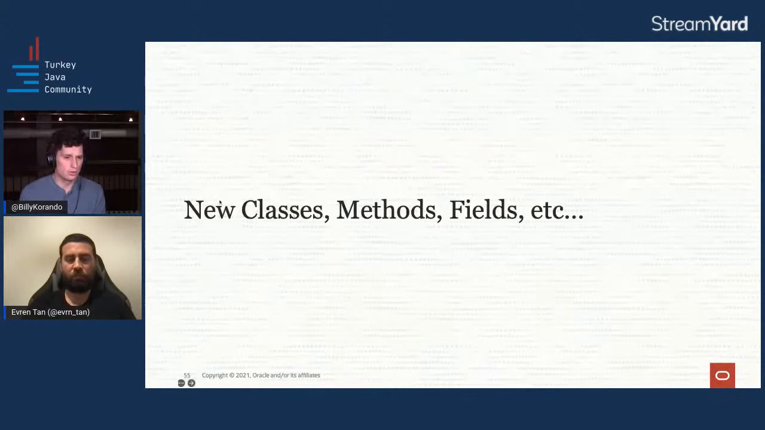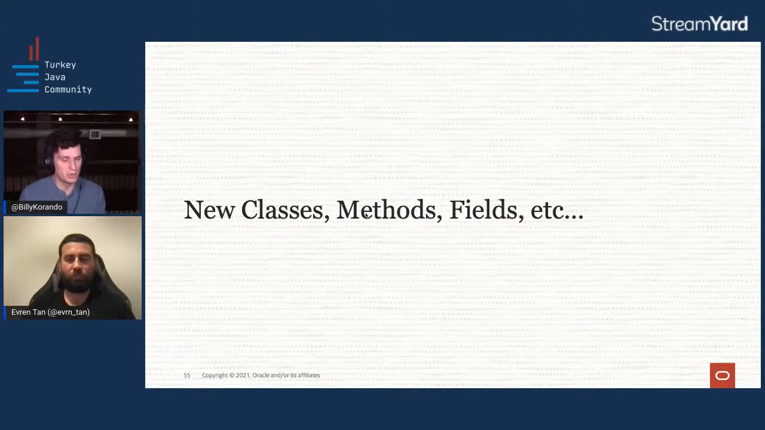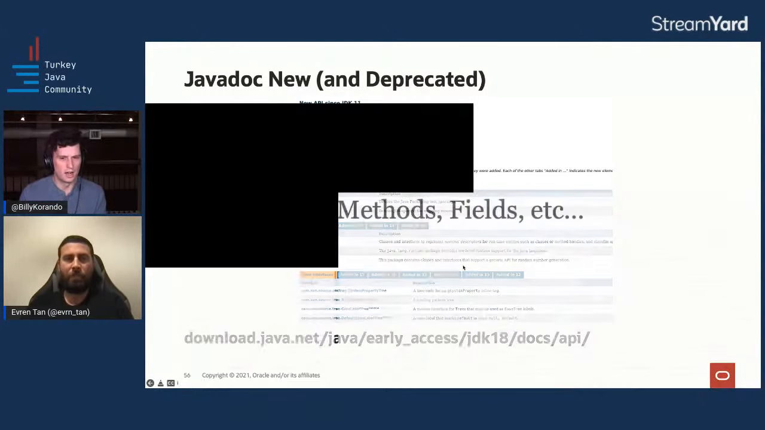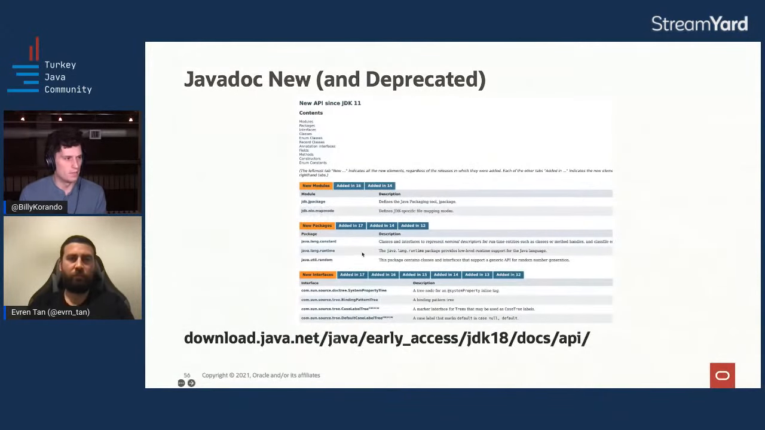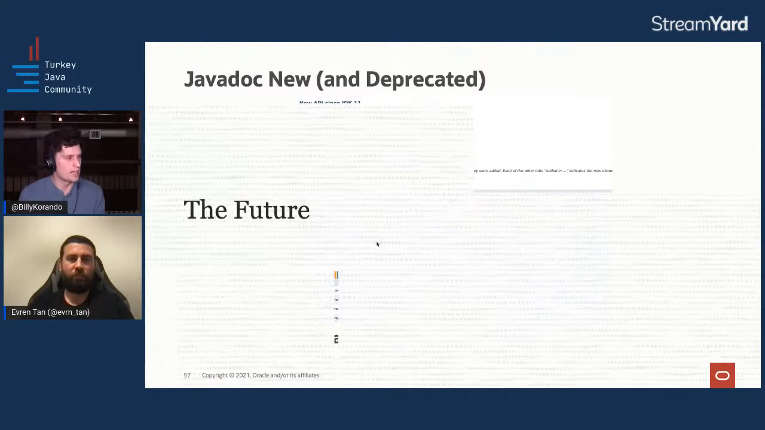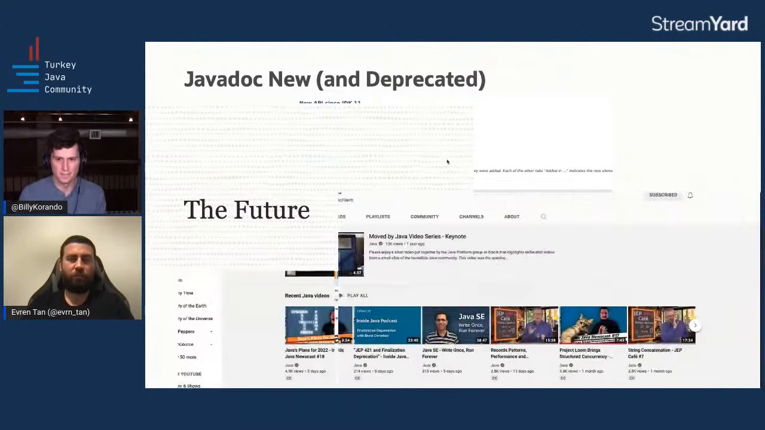One other thing: I'm covering some of these more significant changes, but with every release there are usually new classes, fields, and methods that can be very helpful. Here, for early access of JDK 18, you can go to this link and see new modules, new packages, and new interfaces, which covers all the changes that have been added since JDK 11. Not sure why that's going black. But you can see all those little changes, which can be very helpful to see what has been changed and added. For example, the String API has been significantly updated since then.